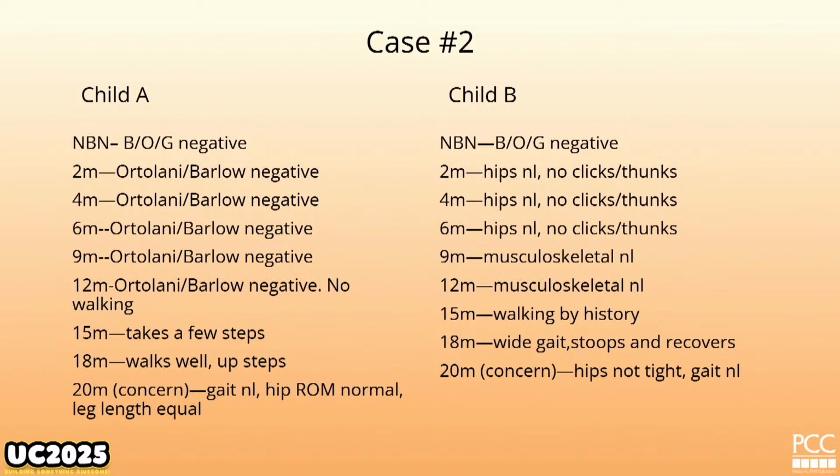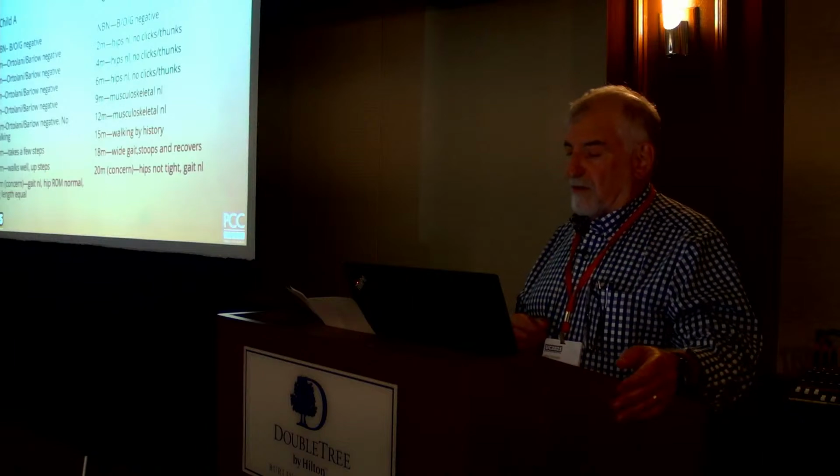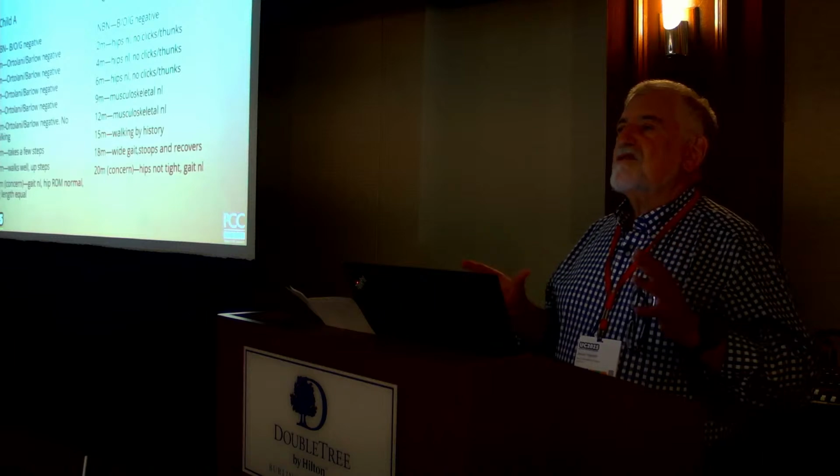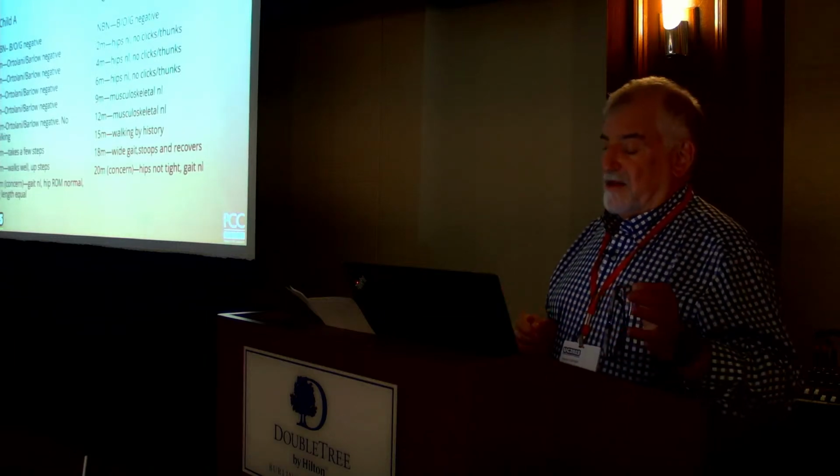The second child had the same newborn exam. At 2, 4, and 6 months, the documentation was for normal hips with no clicks or thunks. At 9 months and 12 months, the musculoskeletal exam was documented as normal. At 15 months, was walking by history. At 18 months, had a wide gait. Was able to stoop and recover, and at the 20-month visit when the parents expressed concern, the hips were noted as being not tight and the gait was normal. So very similar clinical presentations, somewhat different documentation in the records.